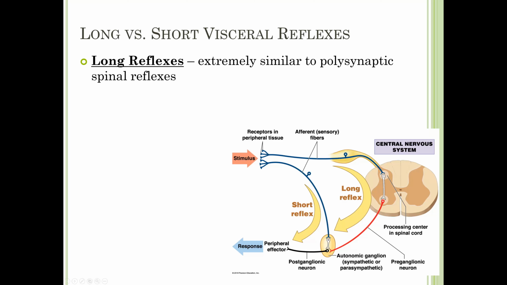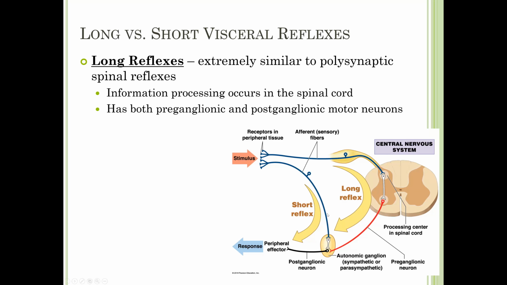It's going to synapse onto an interneuron. The interneuron, in this case, is going to synapse onto a preganglionic neuron, which is going to connect to a ganglionic neuron, which is going to send out a postganglionic axon to the effector. So information processing for the long reflexes occurs in the spinal cord, and it has both the preganglionic and postganglionic motor neurons. The short reflexes bypass the central nervous system entirely.